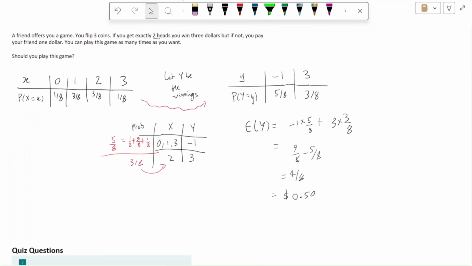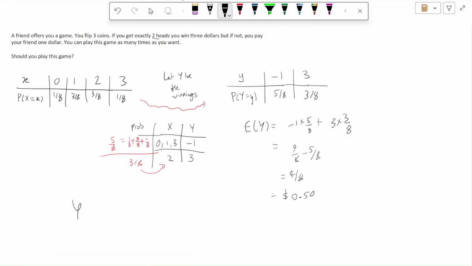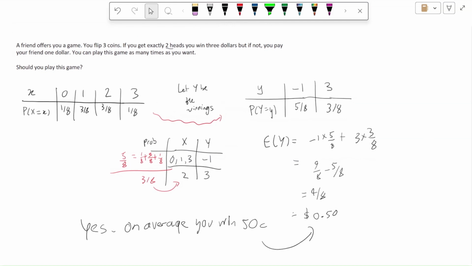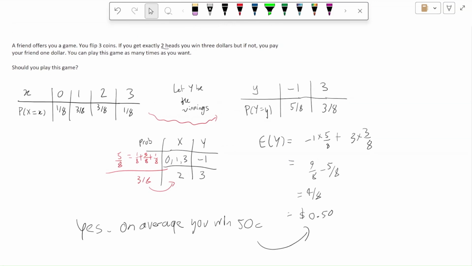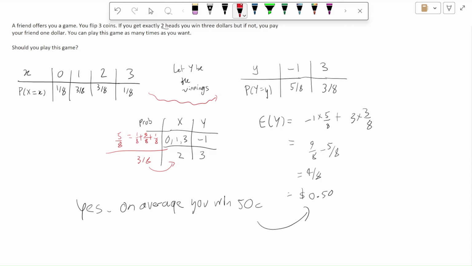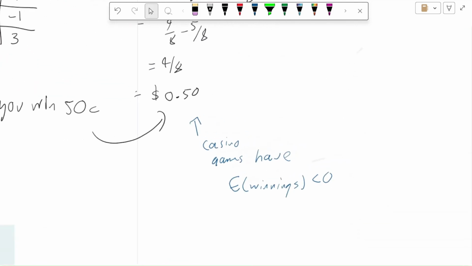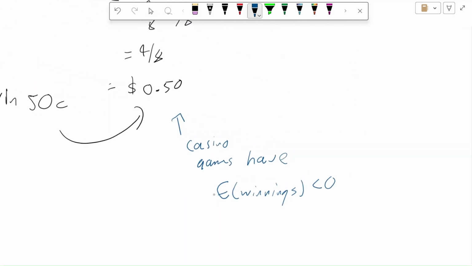So should you play this game? The answer is yes. On average, you win 50 cents. I can tell you that if this was a game in a casino, either they wouldn't run this game or the casino would go out of business, because any casino games have a negative expected value. So we could say something like expected winnings from a game in a casino is definitely negative. Otherwise, the casino would go out of business. This is how they make money.